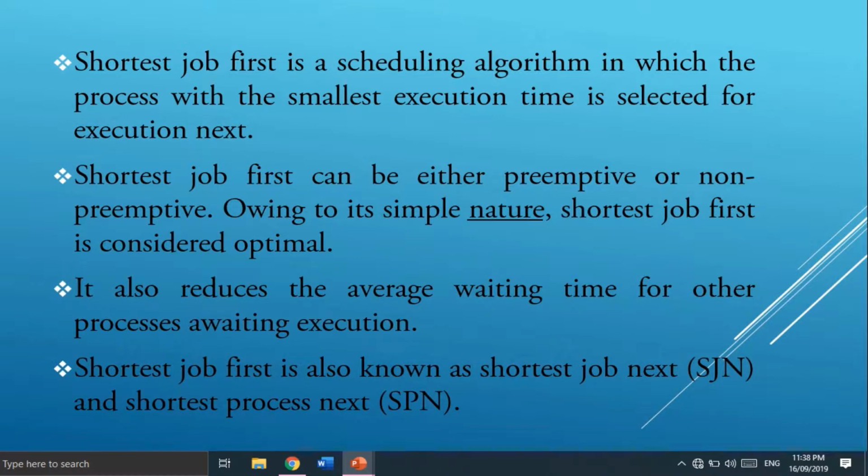Shortest job first. Shortest job first is the scheduling algorithm in which the process with the smallest execution time is selected for execution next. It can be either preemptive or non-preemptive. Owing to its simple nature, shortest job first is considered optimal. It also reduces the average waiting time for the other processes awaiting execution. Shortest job first is also known as shortest job next and shortest process next.